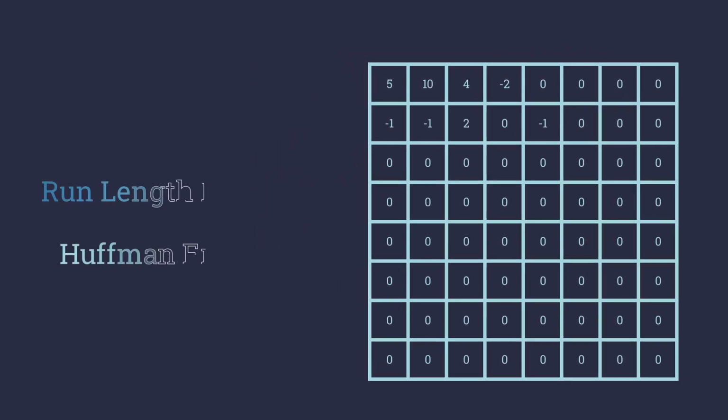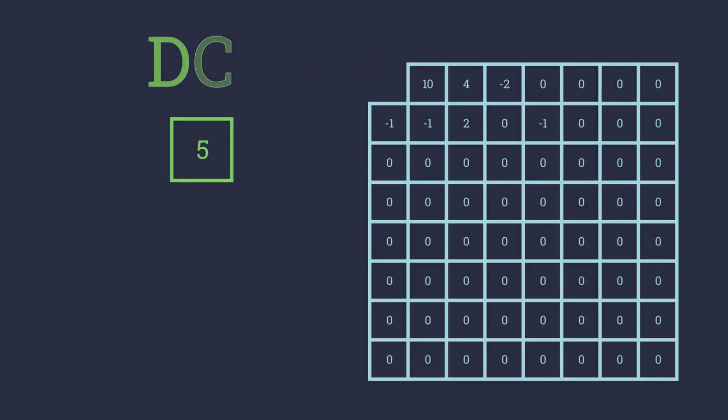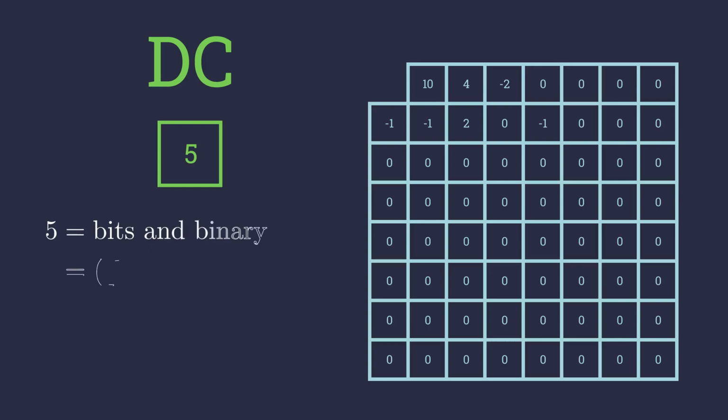Now we use run length and Huffman encoding to do the lossless compression. First off, let's separate the DC or 00 coefficient from the matrix and encode it in the method we previously discussed. The DC coefficient is converted into the bits needed for the number and the number itself. This gives us 3 and 5.